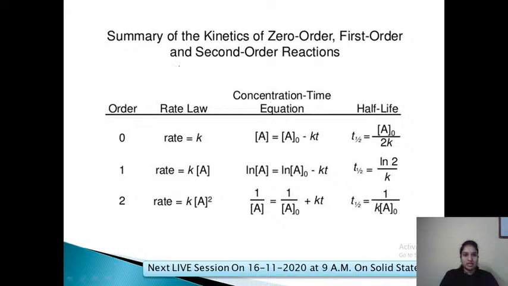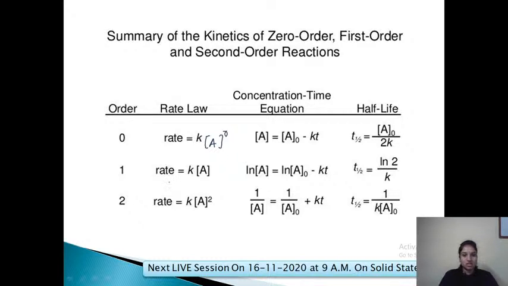Now this is the summary of all the different formulas that we have studied so far. For a zero order reaction, rate equals k times concentration of A raised to 0. A raised to 0 is nothing but 1, so we can write rate equals k. Integrated rate equation: A equals A naught minus kt. T half of any reaction is the time at which half of the initial concentration is consumed. So this is the equation for that.